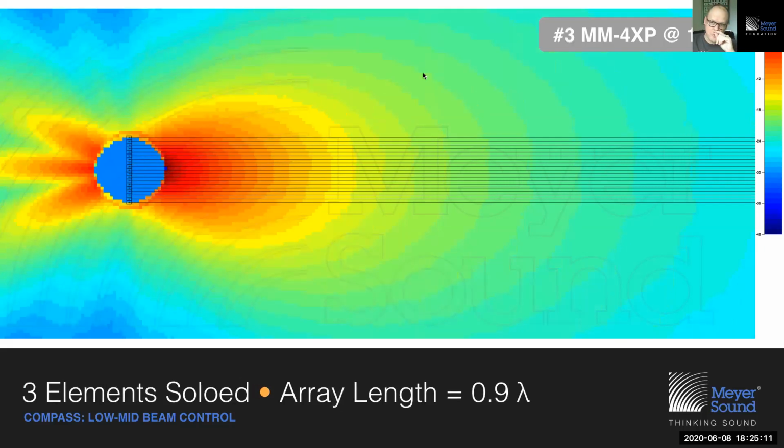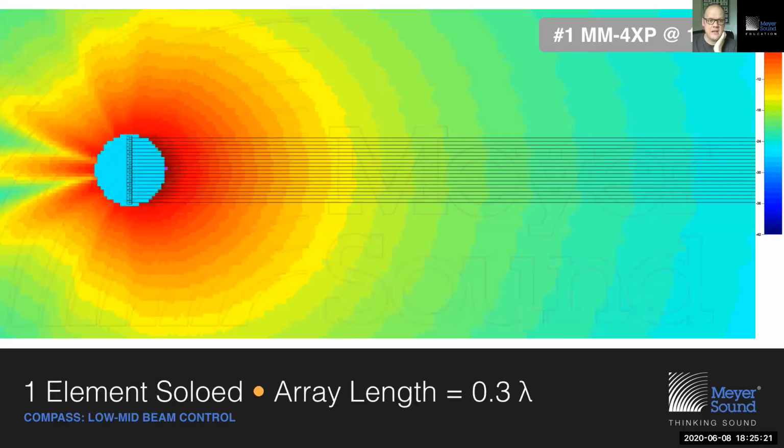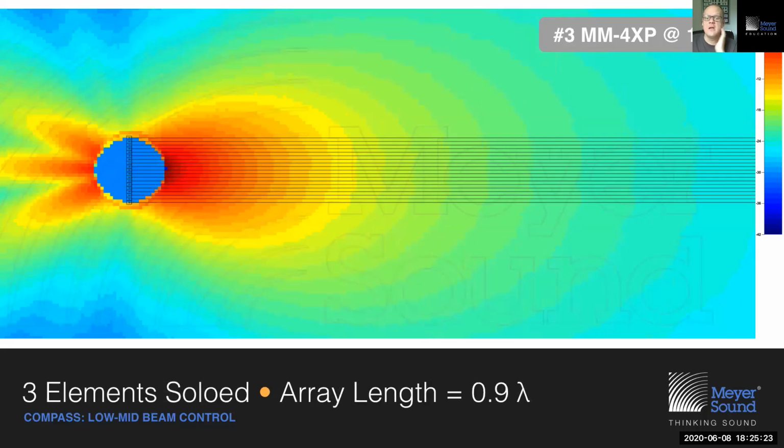By now, we're looking still at the same frequency, 1 kilohertz, but rather than seeing 1 active MM4, we now see 3 active MM4s. And notice that as we went from 1 to 3, suffice to say that the beam became narrower. And by the beam, we of course mean the vertical coverage angle of the beam that became narrower. This is what we're trying to get across.